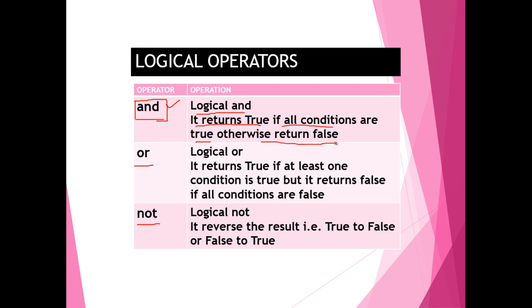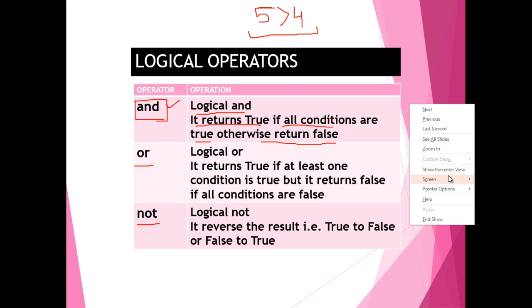Let me tell you one thing: we use the AND and OR operators when we have to test multiple conditions simultaneously. Till now we have checked only a single condition at a time. Suppose I write 5 greater than 4. Till now we have seen that we check just a single condition at a time. But suppose there is a situation where we have to check multiple conditions at a time, what will we do in that case?